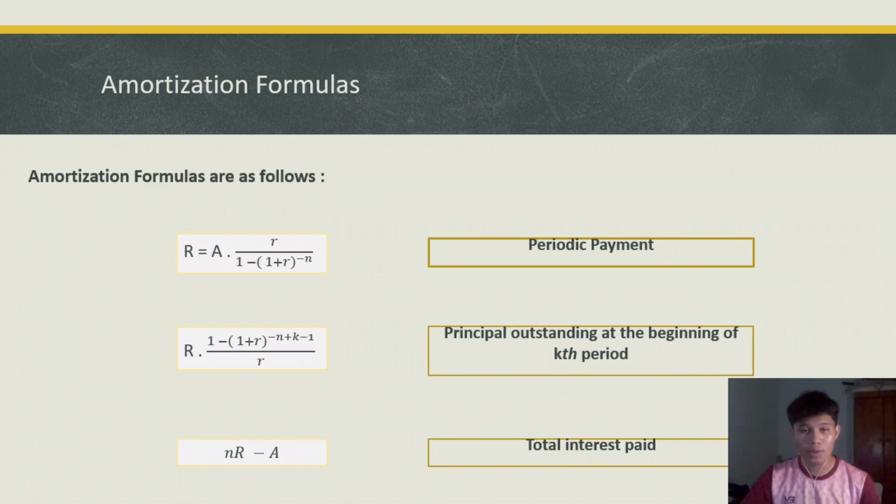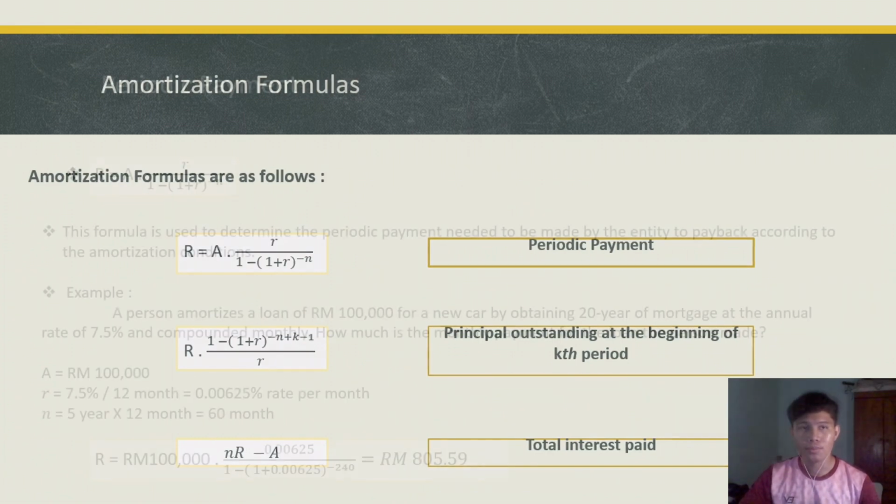Lastly, we will talk about the formula of the total interest paid. The total interest paid formula is n times R minus A, which is the number of periods you need to pay, times the periodic payment, minus A, which is the initial amount. Then you will get the total interest you will need to pay for the loan.